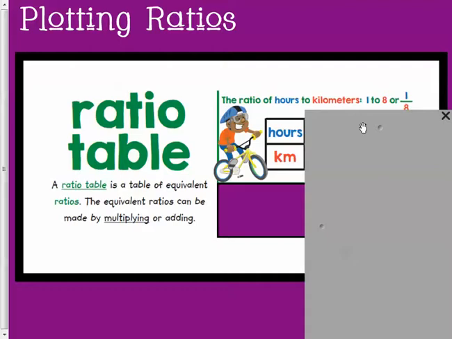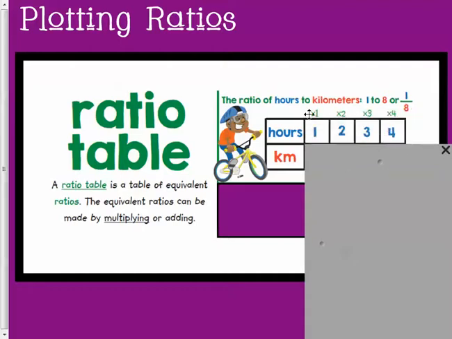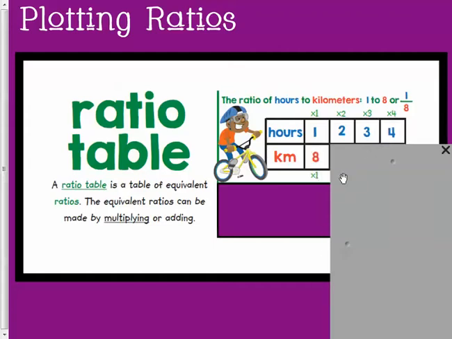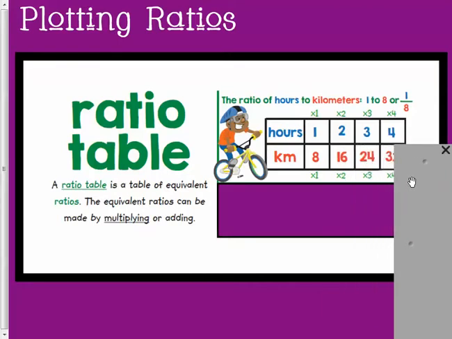in order to determine how many kilometers he's traveled. So we can look at this as 1 times 1, 1 times 2, 1 times 3, and 1 times 4. Or if you did repeated addition, it would be adding 1 to each box. Down here, after 1 hour, he goes 8 kilometers. So 8 times 2 would be 16. 8 times 3 would be 24. 8 times 4 would be 32.